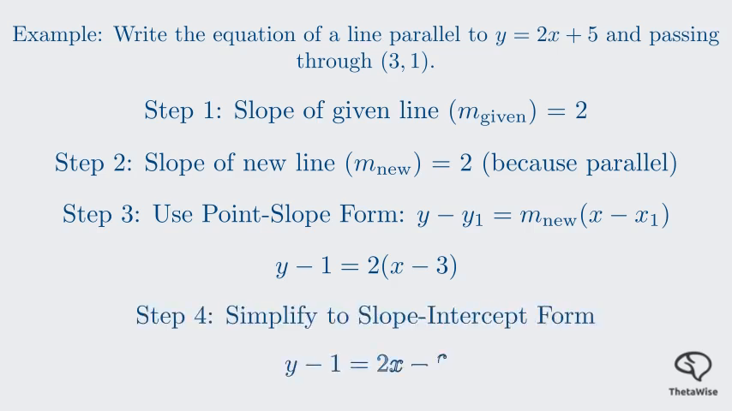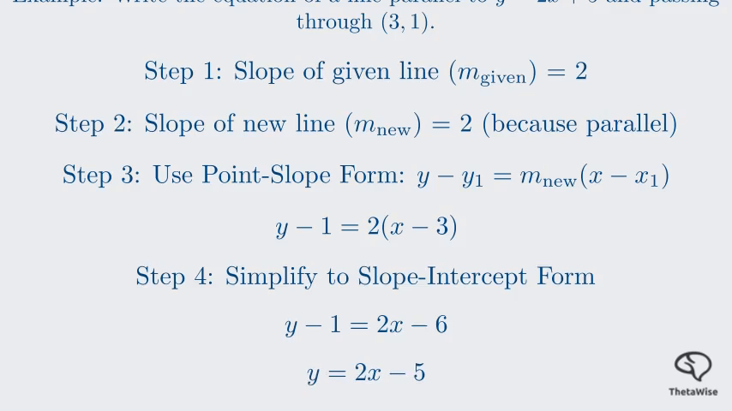Notice that our new line, y equals 2x minus 5, has the same slope as the original line, y equals 2x plus 5. This confirms they are parallel. Now for a perpendicular line example.